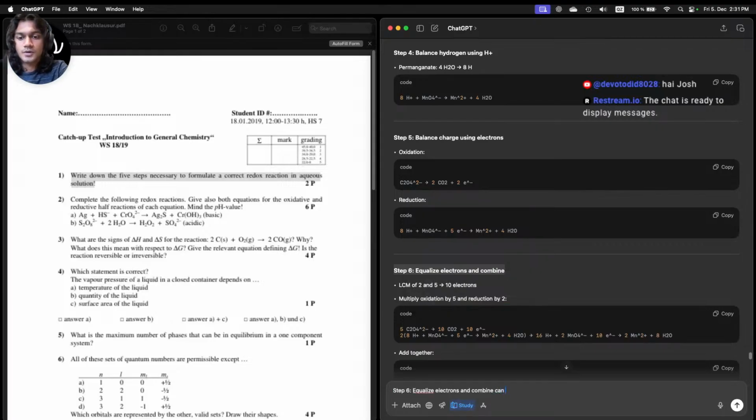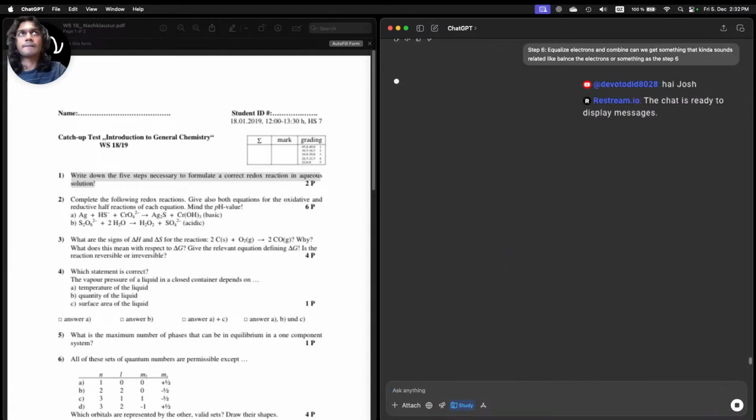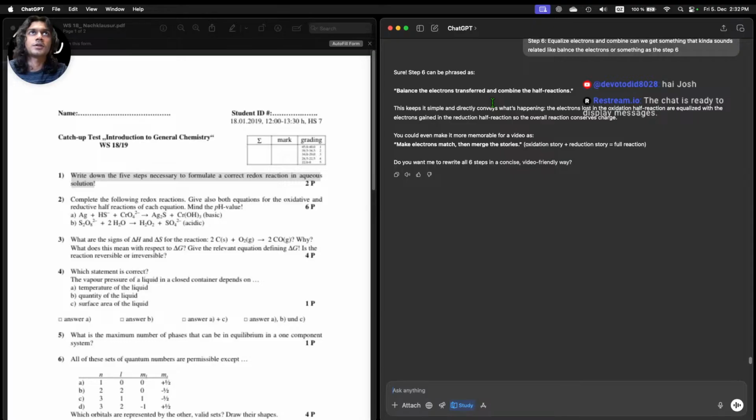Can we get something that sounds related, like balance the electrons or something? That's step 6. I mean, I could write my answer right. I don't have to balance the electron transfer and combine the half reactions. Okay. So if I'm writing this on my own, how does it look?